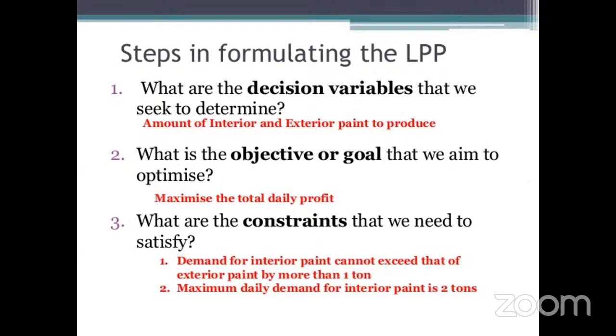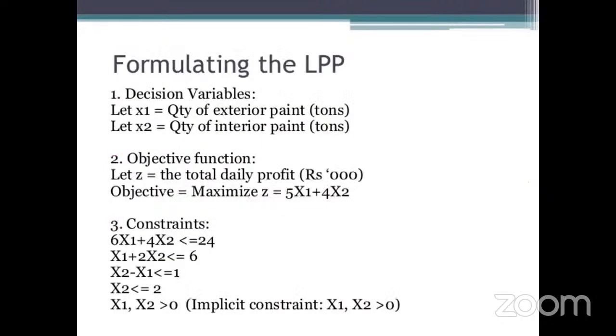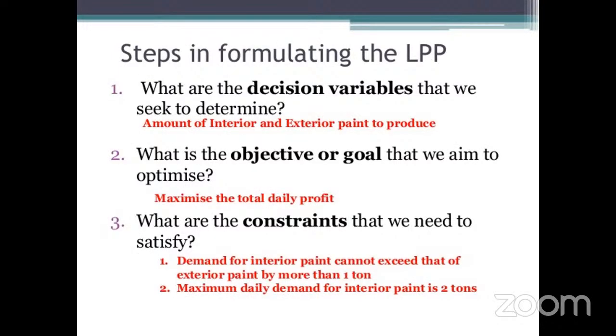So steps in formulation: what are the decision variables that we seek to determine? The amount of interior and exterior paint to produce are the decision variables. And what is the goal? The aim is to maximize the total daily profits. And what are the constraints that we need to satisfy? One is the demand for interior paints cannot exceed that of exterior paints by more than 1 ton. Second is the maximum daily demand for interior paints is 2 tons. And those two conditions, M1 and M2 raw materials also. So all those are kept in the formulation part.